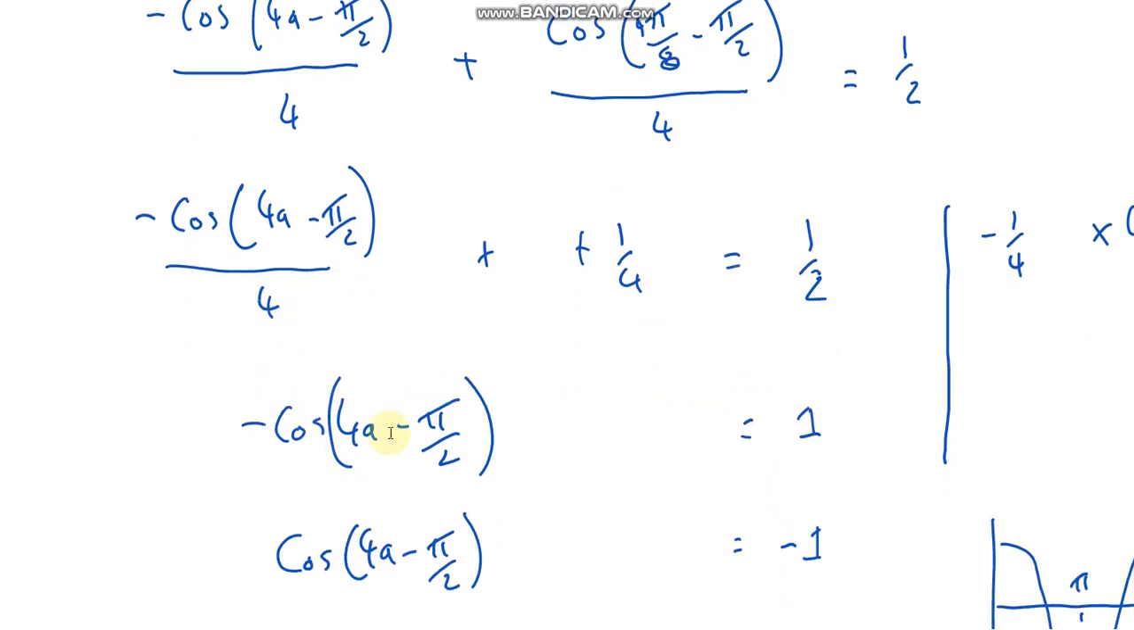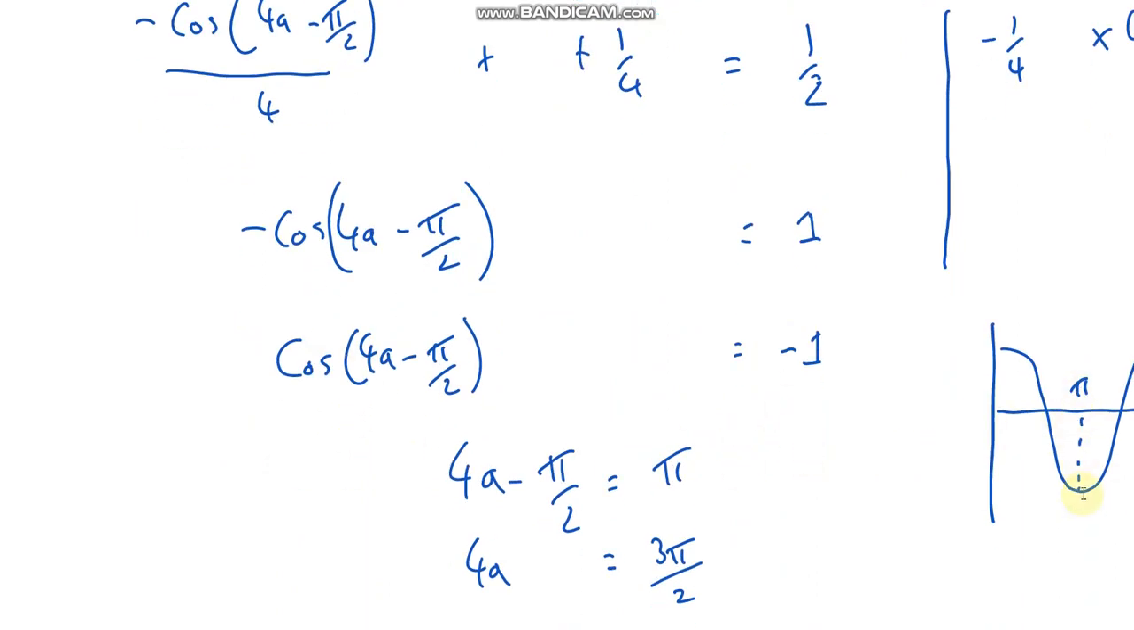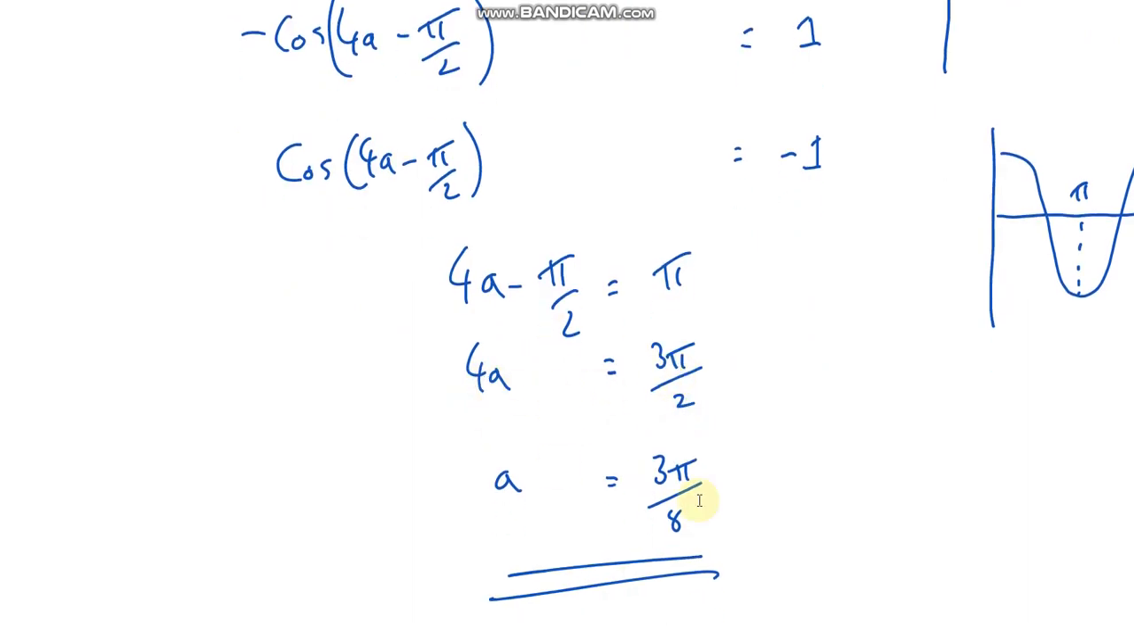So I know I've got negative cos is 1. Well, let's times both sides by -1. So I've got cos of my function is -1. When is cos equal to -1? At 180 degrees or at pi. So I know that this has to be equal to pi. And then just rearrange it to make a the subject. Move your pi over 2 over and divide by 4.